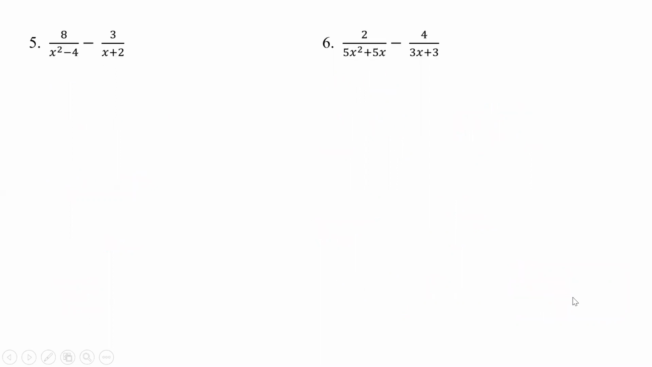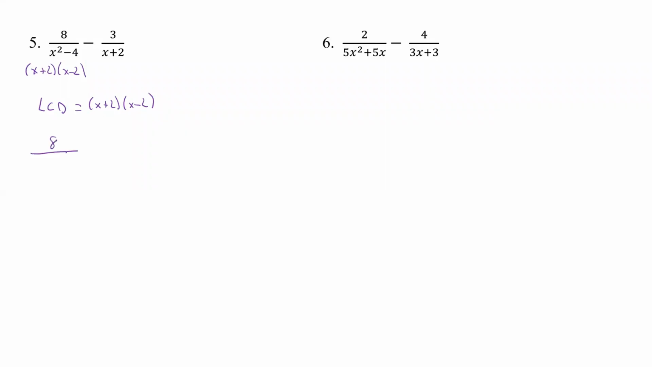All right, couple more here. So the first one, we notice our first denominator is a difference of squares. So that's x plus 2, x minus 2. Here we have x plus 2, so we have a new LCD of x plus 2, x minus 2. And so we rewrite our two original rational expressions with our new LCD.